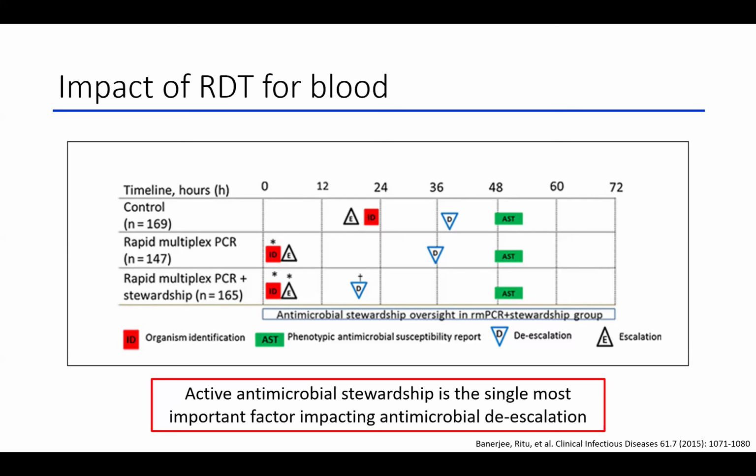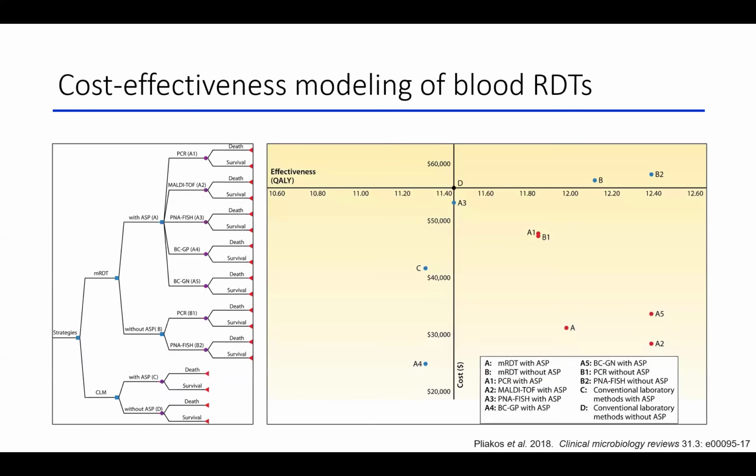And that's not the only manuscript that shows this. This is a cost-effective modeling study where they looked at a bunch of different types of rapid blood culture identification assays. It's a little bit older, so some of them aren't used as much anymore, like PNA FISH, but they looked with and without stewardship.